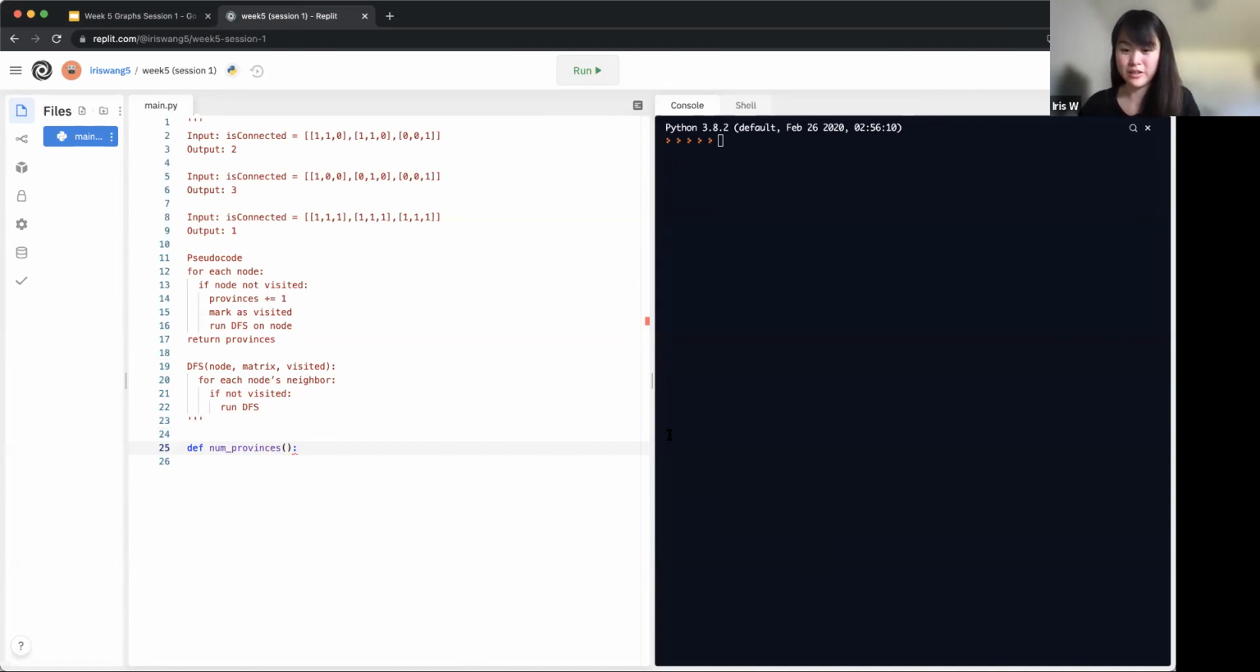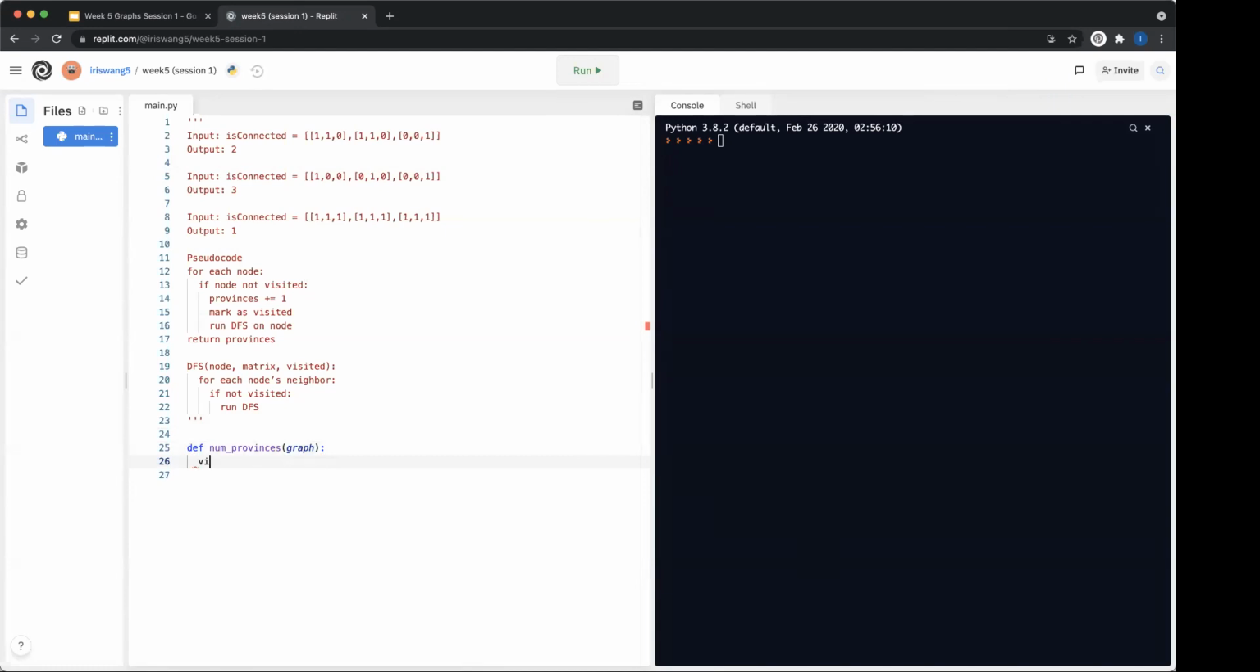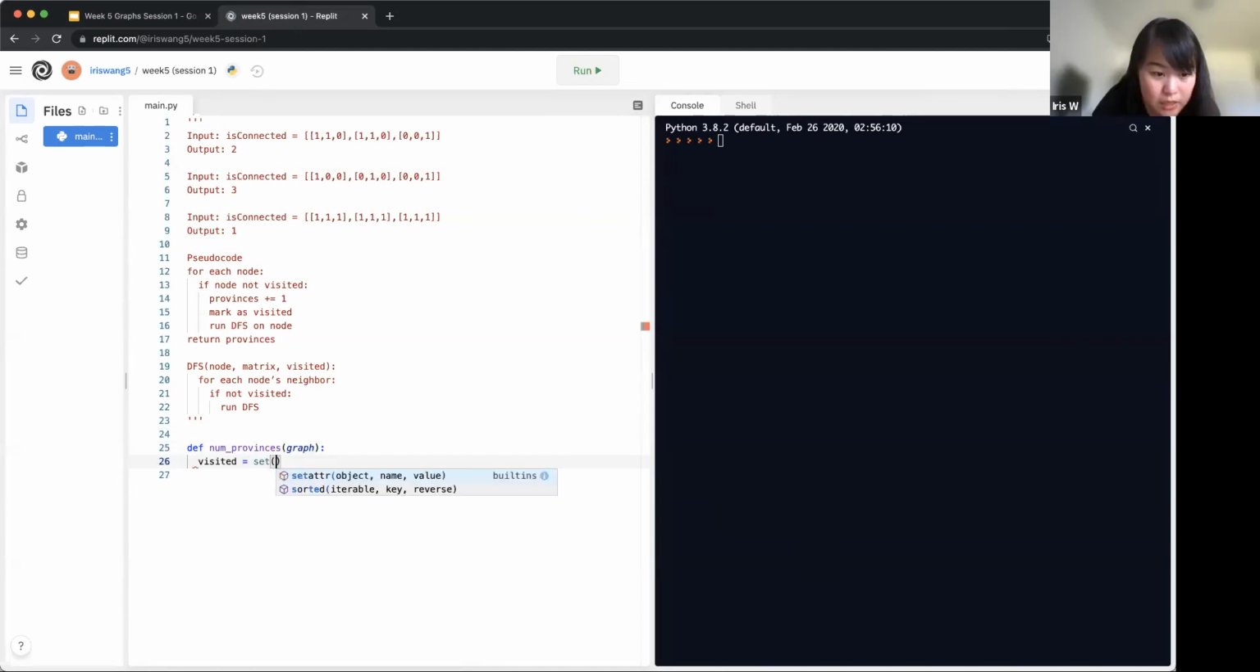Okay, cool, great. All right, so what I'll do is I will take in, I'll call it a graph because it's a bit easier for me to understand. I have to make sure that I create the visited set here. And then I also want to create a provinces counter. I don't want to overshadow the name, so provinces equals 0.